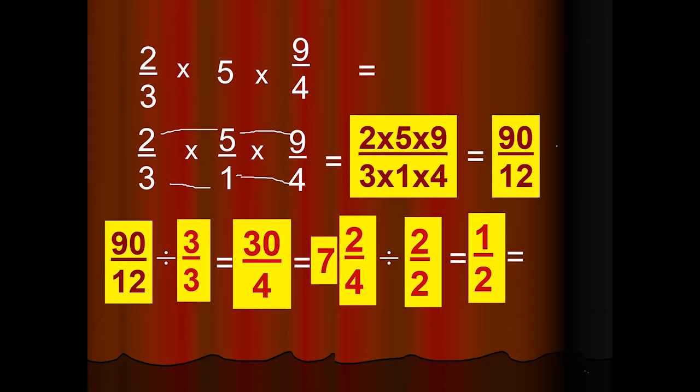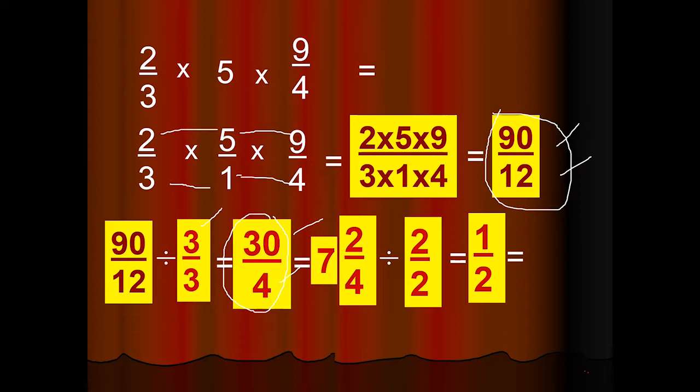Correct. Now, we need to reduce this to lowest term. So, we have to look for a common factor for 90 and 12, and that is 3. Correct. So, 90 divided by 3 is 30 and 12 divided by 3 is 4. So, 30 over 4 is still not in lowest term. So, we need to change this to lowest term.